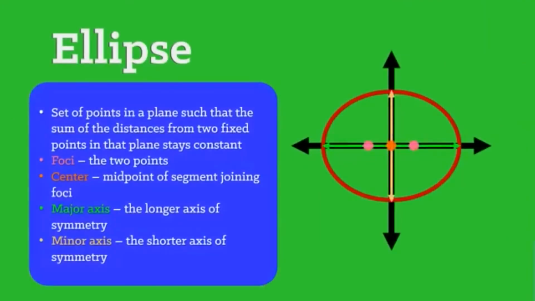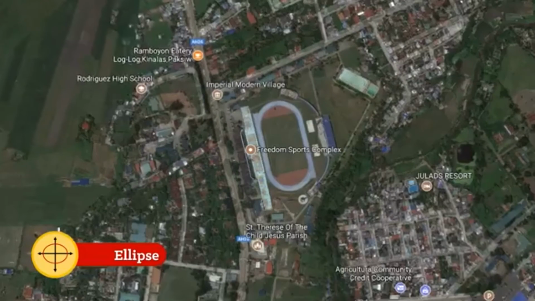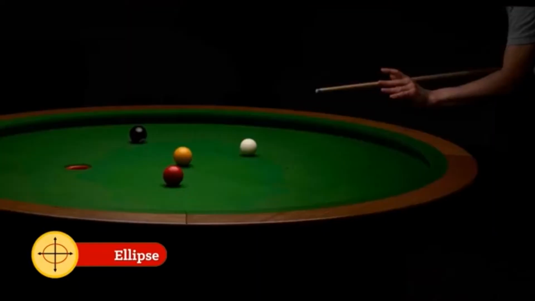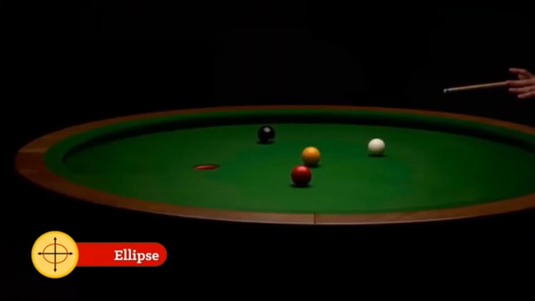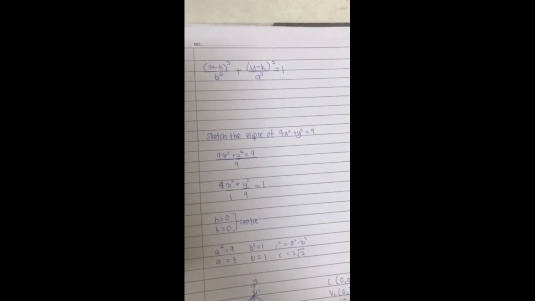Last but not least is ellipse. Ellipse is a set of points in a plane such that the sum of the distances from two fixed points in the plane stays constant. It contains foci, center, major axis, and minor axis. Examples include a football field, pool table, and the solar system. Okay, today we're going to talk about ellipse.